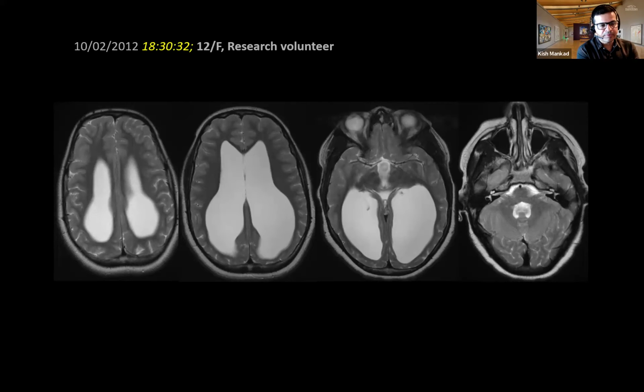So here is a healthy research volunteer. This is back to even 12 years ago. And you can see the time is out of hours, and it's a research volunteer. So they are a healthy 12-year-old girl, and she's scanned by the radiographer out of hours. Clearly, there's no radiologist in the department after 5 o'clock.